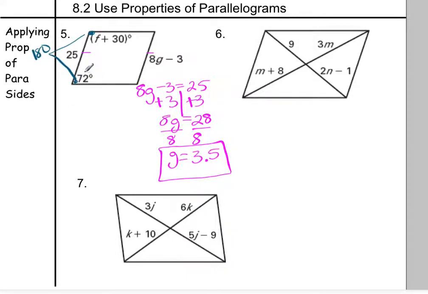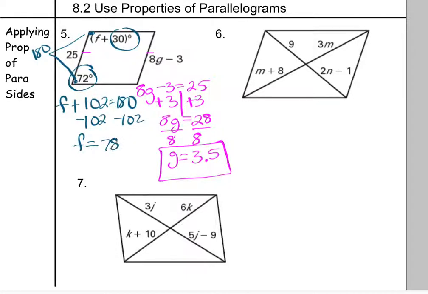So I'm going to combine my constants before I even set up my equations. So I'm going to write f plus 72 and 30 is 102. So these two together are equal to 180 degrees. I combined the like terms before I wrote it down. And then to solve, we'll just need to subtract 102 from each side. So 180 minus 102 would be 78 for f.